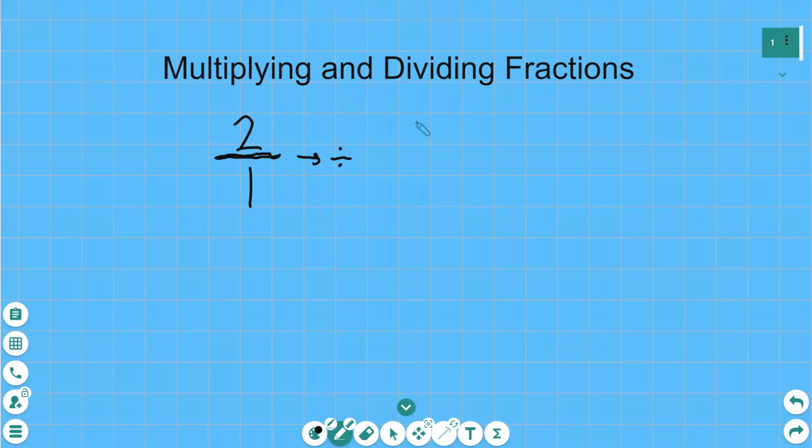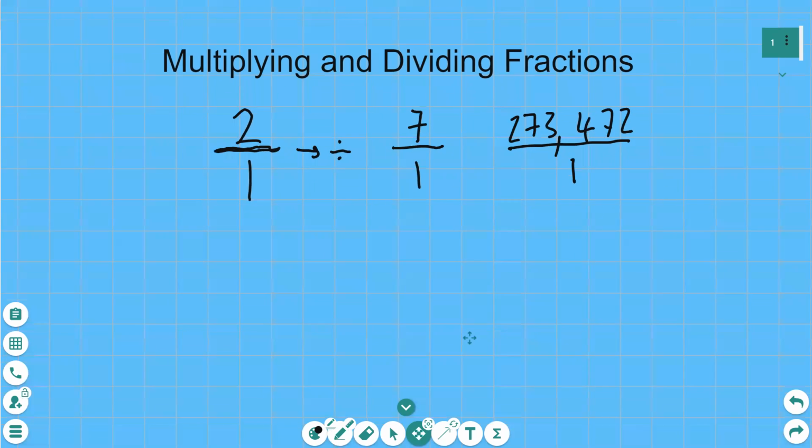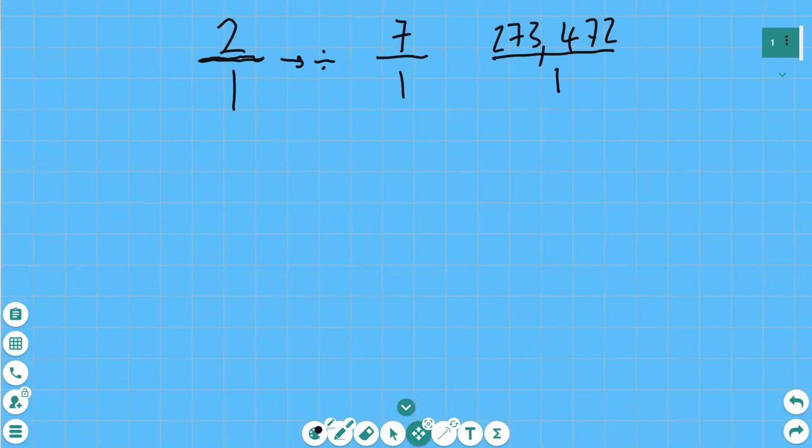So let's take another one. What about 7? How do we turn that just into a fraction? Over 1, abracadabra. What about 273,000? Oh my gosh, 472. How do we turn it into a fraction? Over 1. It's a fraction. Great. So that's how to turn any number you want into a fraction: put it over 1.